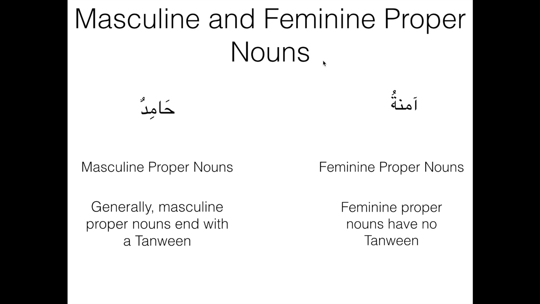Masculine and feminine proper nouns, we have Amina, we have Hamid. Notice the difference over here, that Hamid is a masculine proper noun, and masculine proper nouns generally end with the tanween. We can see a tanween here, as opposed to the feminine proper nouns, they end with a dhamma. So the masculine ones end with a tanween, the feminine ones end with a dhamma.